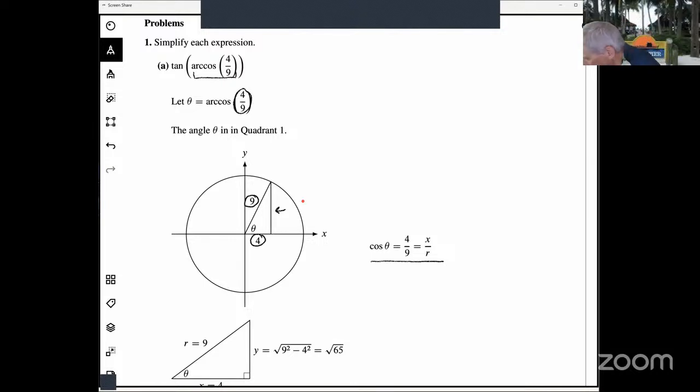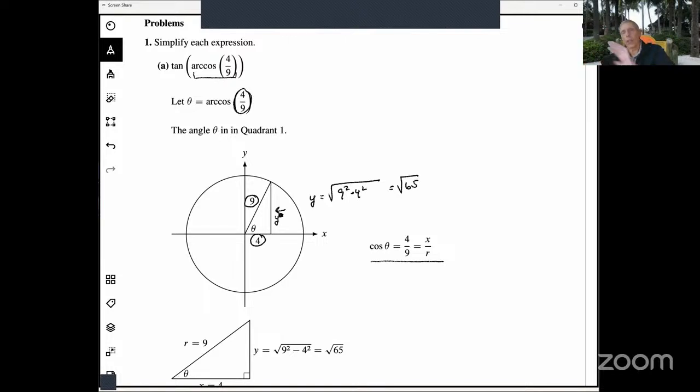We're going to use the Pythagorean theorem: 4 squared plus y squared is equal to 9 squared. So we know that y has got to be equal to the square root of 9 squared minus 4 squared. And if I've done everything correctly, that's the square root of 65.